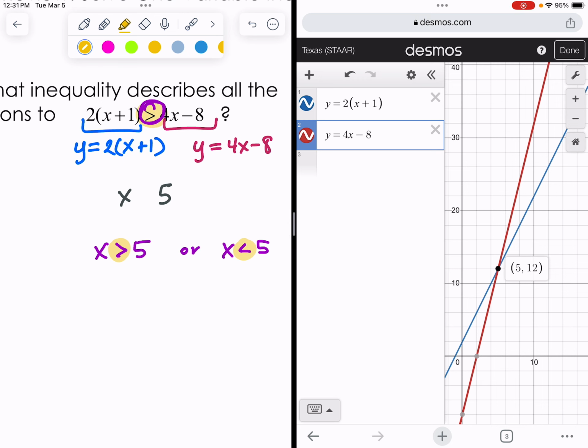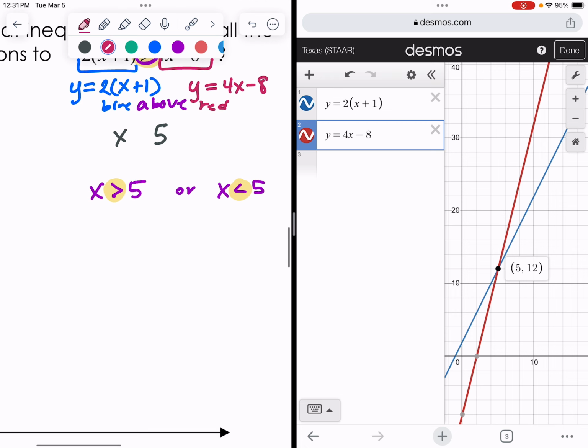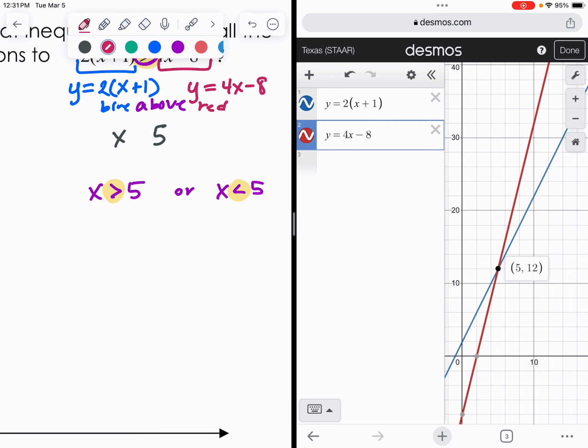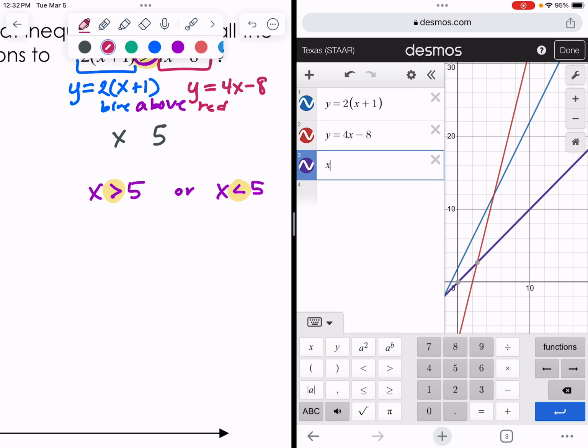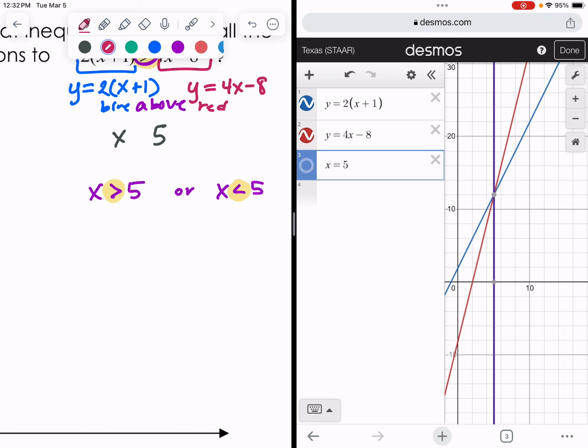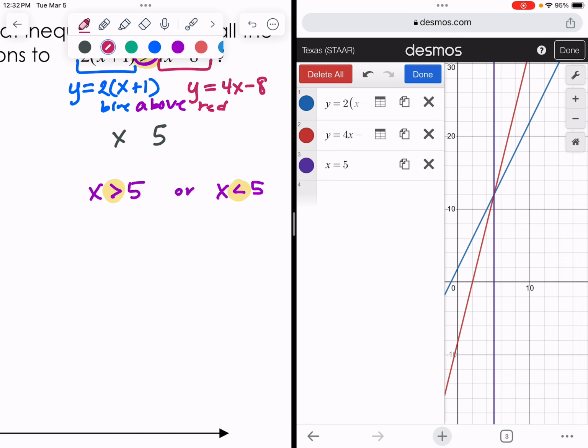And so when you're looking at your original sign, if it's a greater than sign, that means above. Okay, and so you're looking for where is the blue above the red. Of course you could guess at this point and have a 50-50 shot, but if you want to narrow down to the right answer, you're going to look at your graph. And so I'm going to go ahead and graph the line x equals 5. And so that's the vertical line. I'm going to make it dotted because we don't really care about that line. We just care about the left and right side of it.